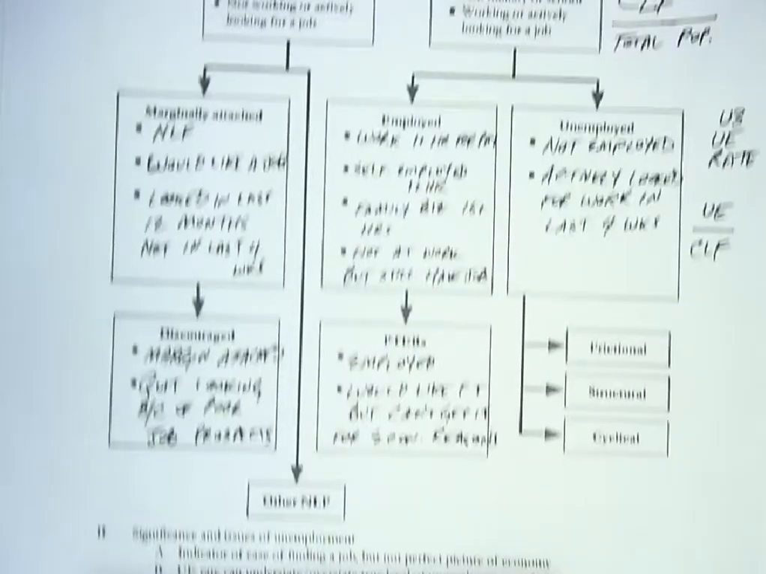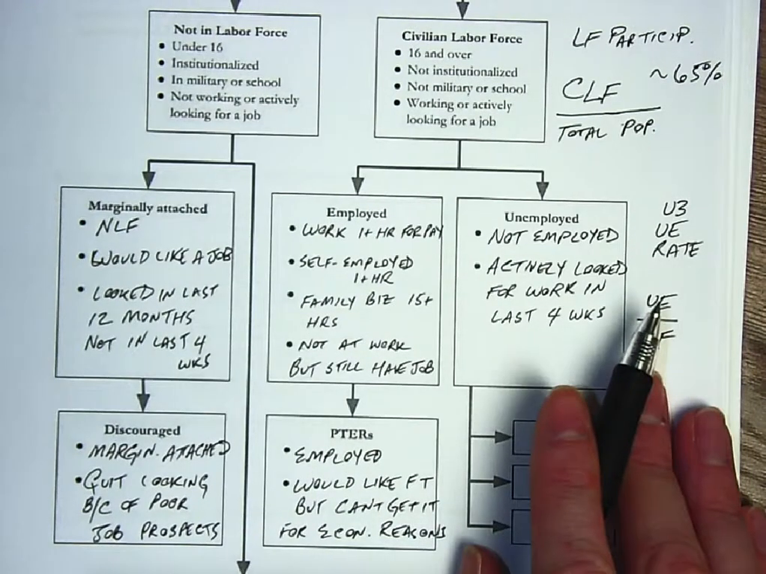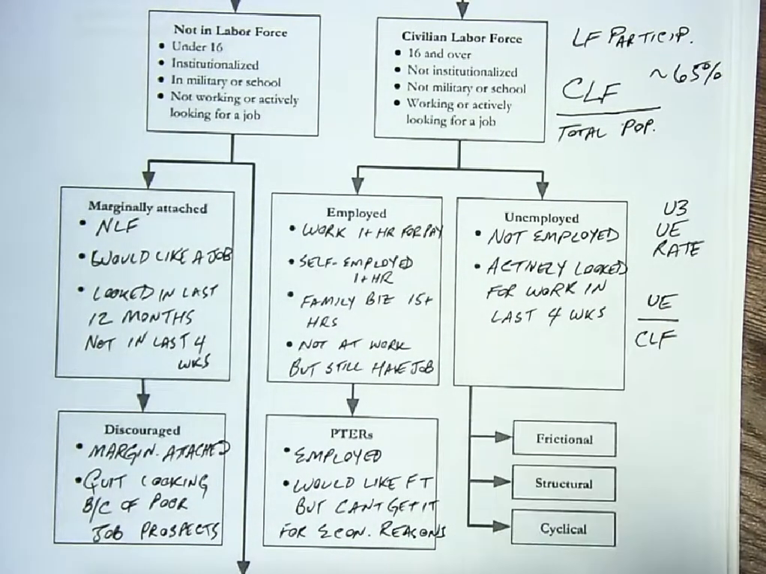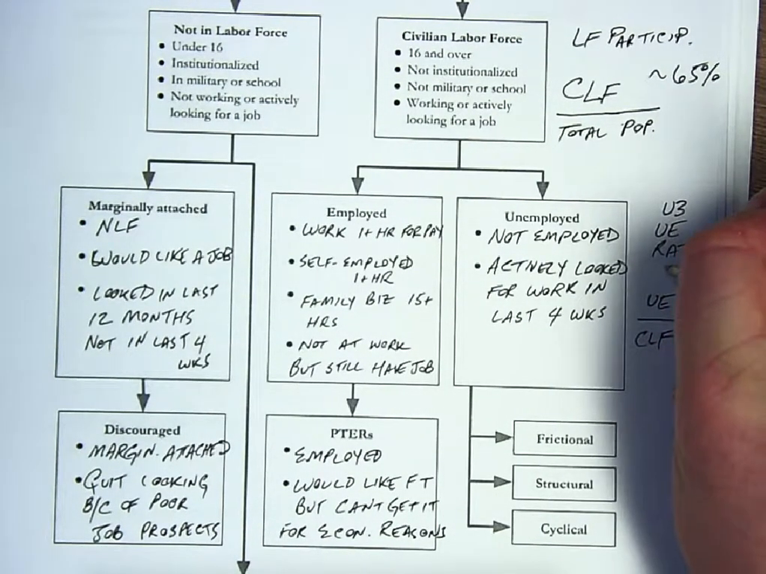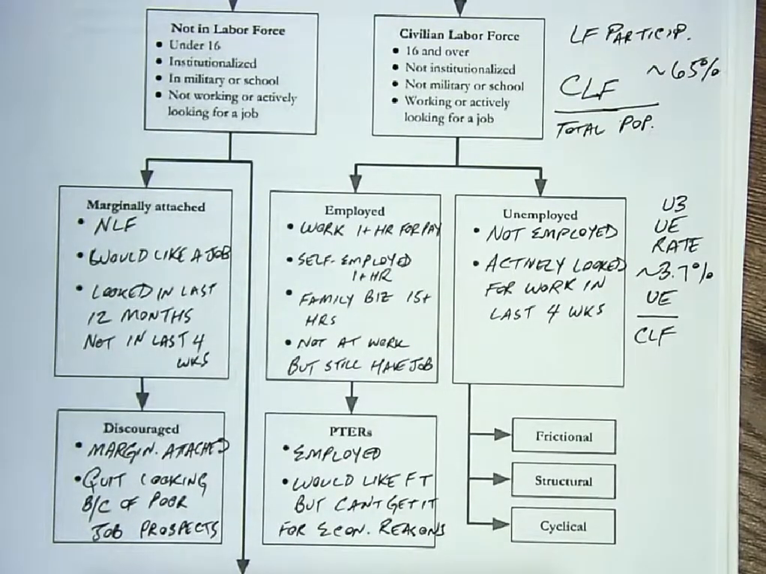So hopefully this helps you understand some of the basics, that's the terminology, and what an unemployment rate is. By the way, the unemployment rate for the United States is right about 3.7%. And hopefully this helps you understand a little bit of that.